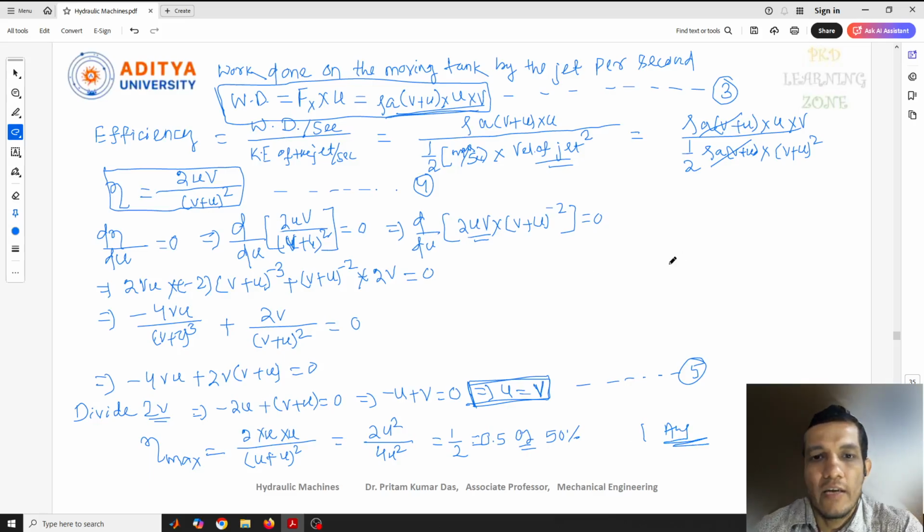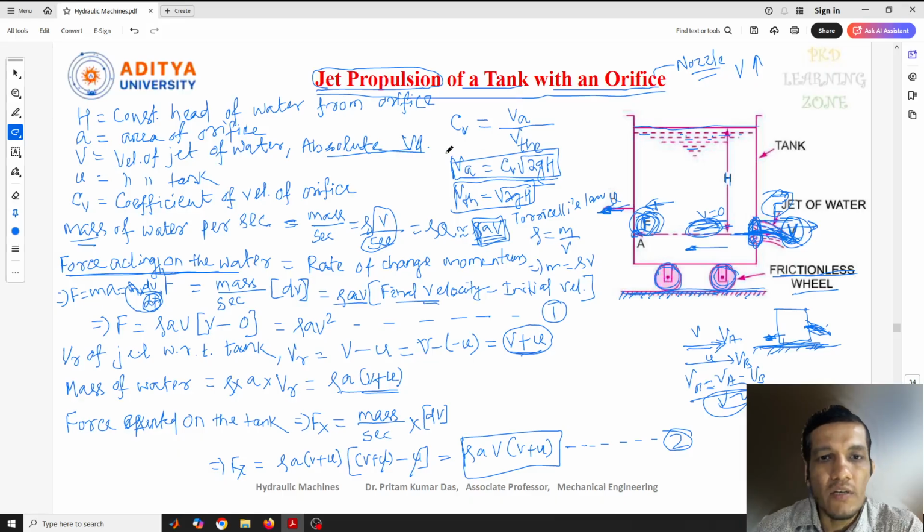So this is the derivation for the jet propulsion of a tank with an orifice meter. I hope you understand this concept and theory part.